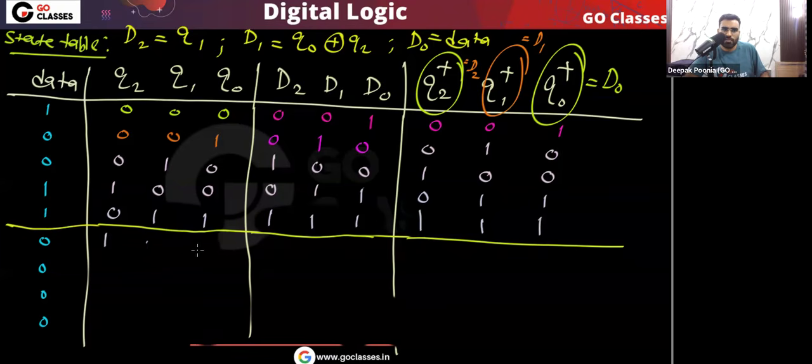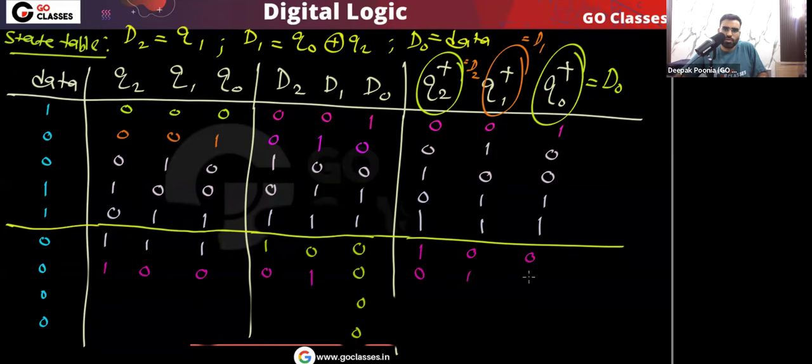Next, now you can see 1, 1, 1. And what will be this D2, that is Q1. So this will be 1. And then XOR of these two, that will be 0. And you can see D0, that is same as data. Okay, so notice that here in the next 4 clock cycles, this data is 0. So I can say this D0 will be fixed at 0. Okay, now you can see it will be 1, 0, 0. Now what about 1, 0, 0 here? So you can see what will be D2, that will be Q1. So it will be 0. And 1 XOR 0, that will be 1.